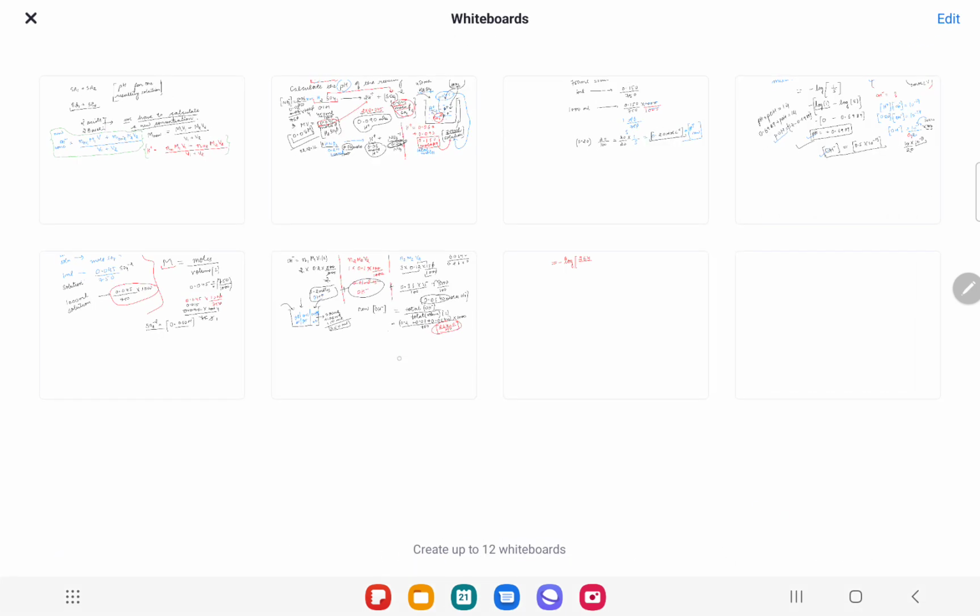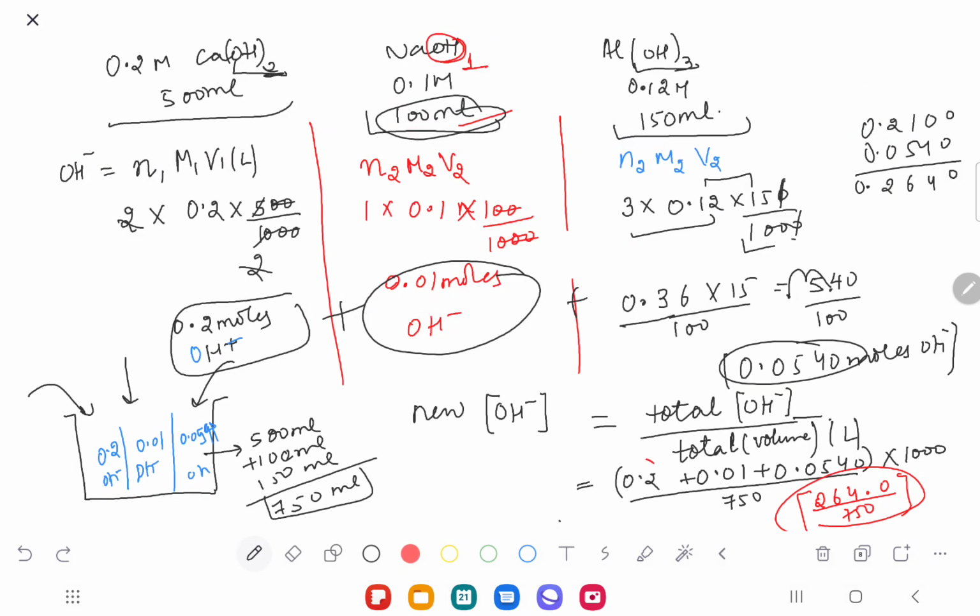And then I just calculate pOH. That would be minus log of the new OH ion concentration. So for me, it would be minus log of OH negative. It is 264 because I've multiplied here. See, if I add it up, it gets to be 0.0264 here. Sum into 1000.